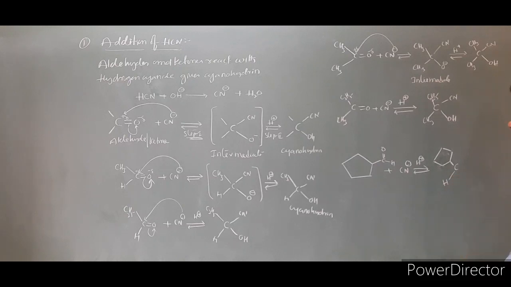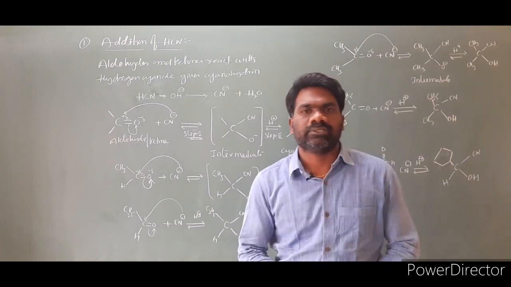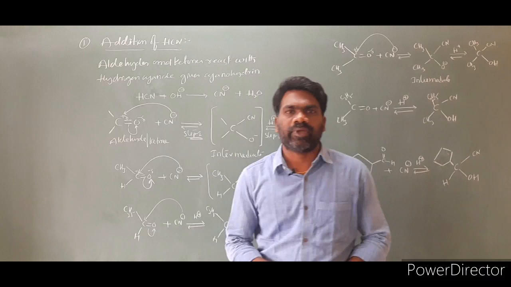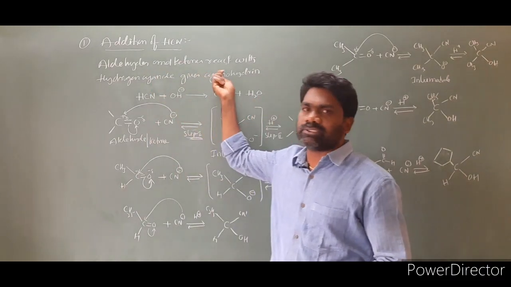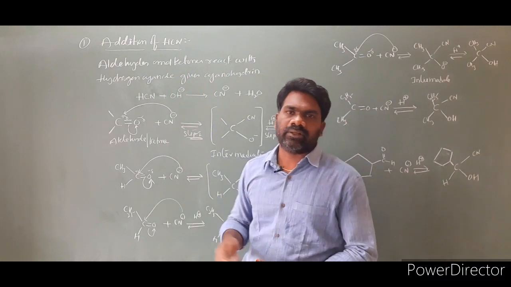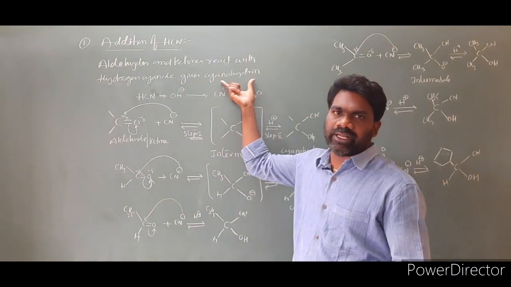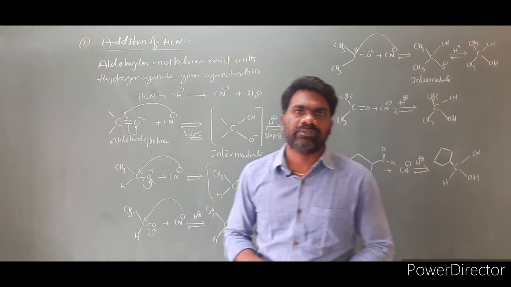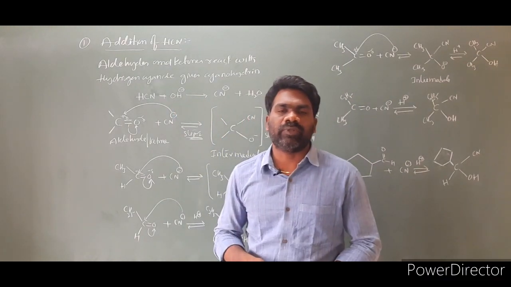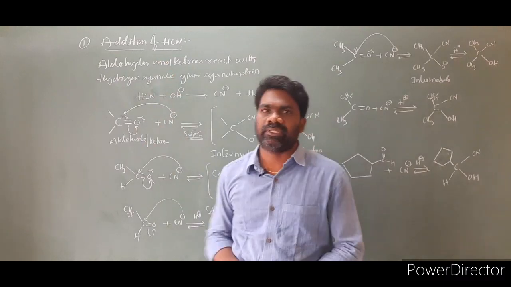This hydrogen I am writing here, isn't it? Then this we have to attach it to CN. Then this will become OH. So this is the product formed in this reaction. So this is the addition of HCN to aldehydes and ketones. Aldehydes and ketones react with hydrogen cyanide. The product is cyanohydrin. The reaction is very fast in presence of a base. So this is the first nucleophilic addition reaction, that is addition of HCN.